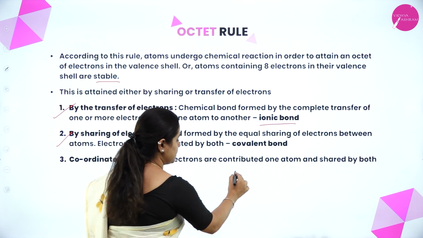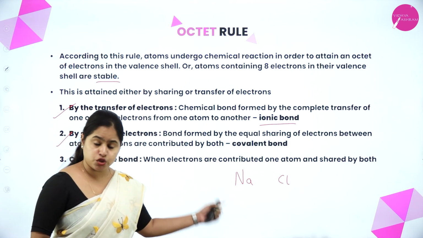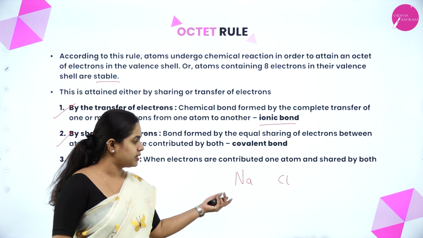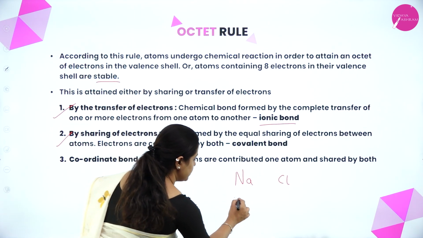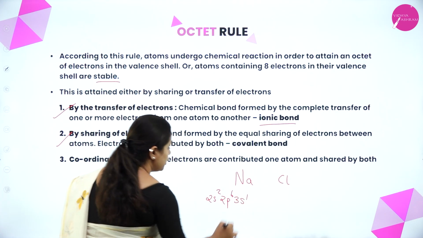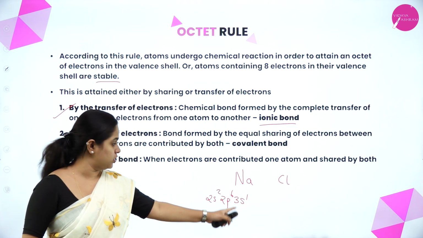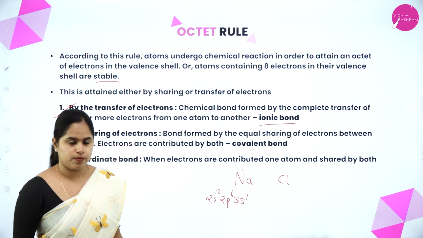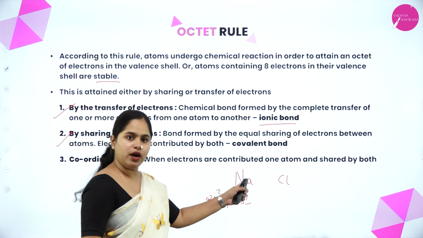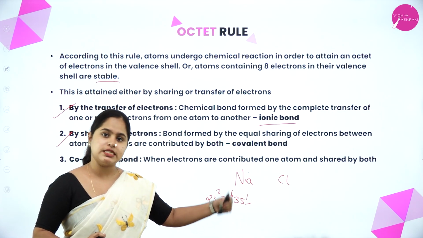For this, let us take the example of sodium and chlorine. For sodium to attain its octet, it needs to lose 1 electron. The number of valence electrons is 1 because the last shell is 3s1. Before that, there is 2s2 and 2p6. If it loses this 1 electron, what will the outermost shell have? The number of electrons will be 8, so it will attain an octet. It is easy for it to lose this 1 electron, which is extra for it to attain an octet.